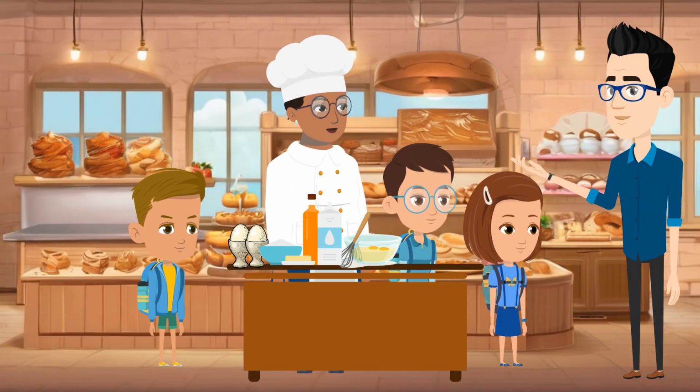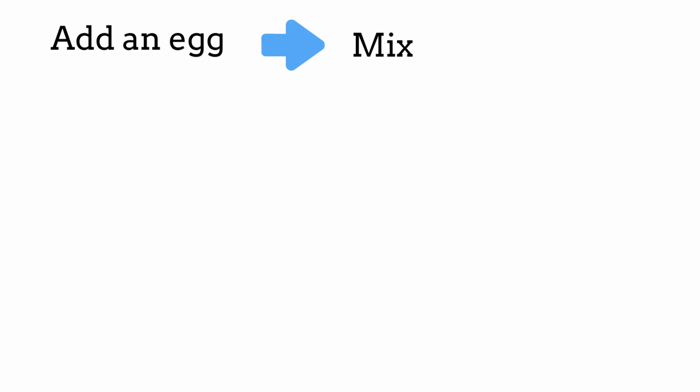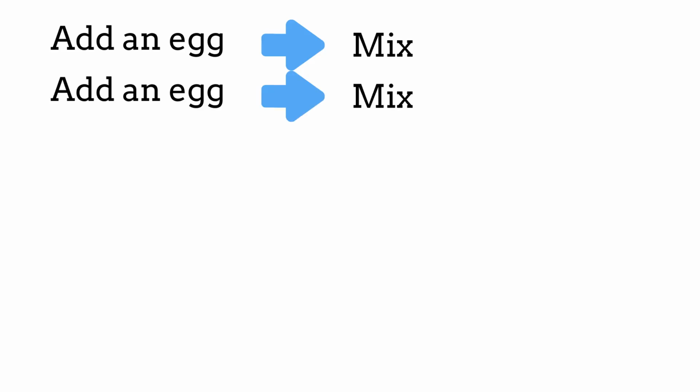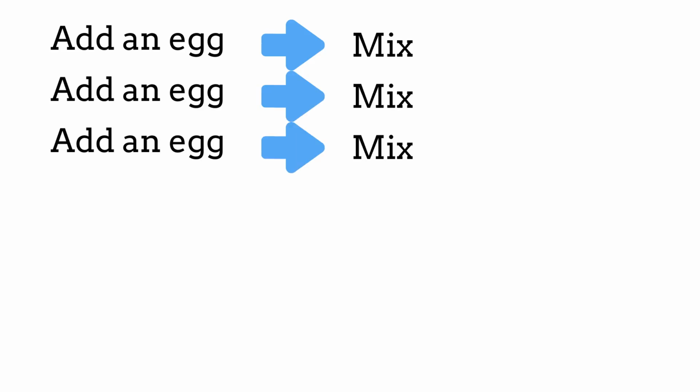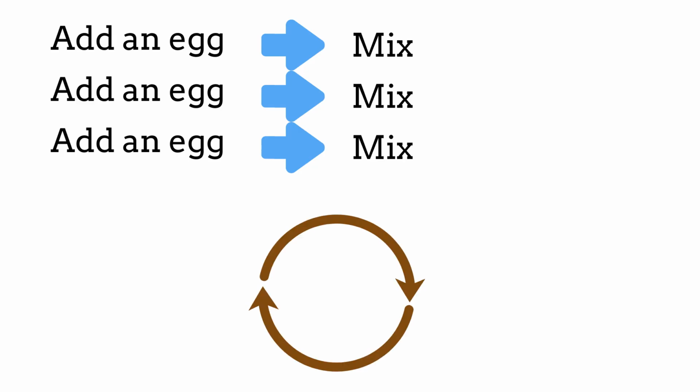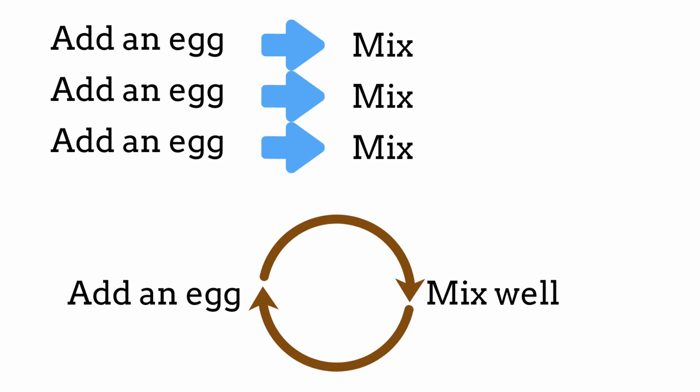Hear that? One at a time. We should add an egg and mix. Add an egg and mix. Add an egg and mix. Instead of writing it 3 times, we can think of it as a loop. As Chef Sweaty said, to have a good mixture, we should add the 3 eggs one at a time and then mix, like what you can see on this loop.